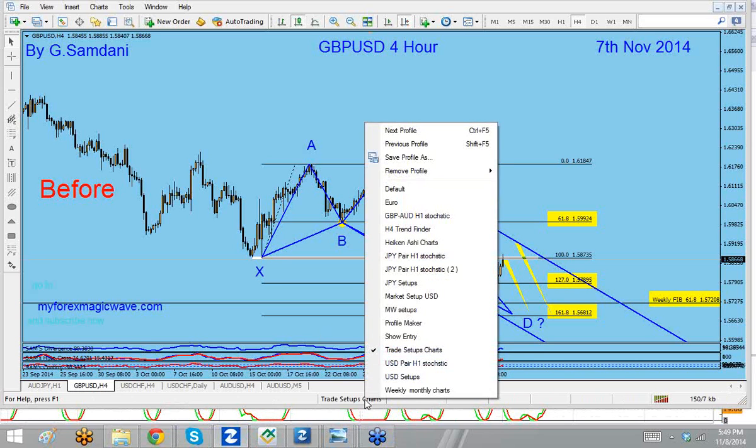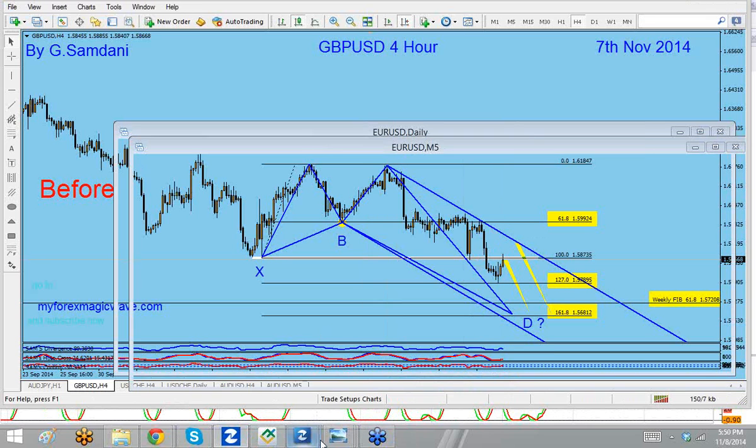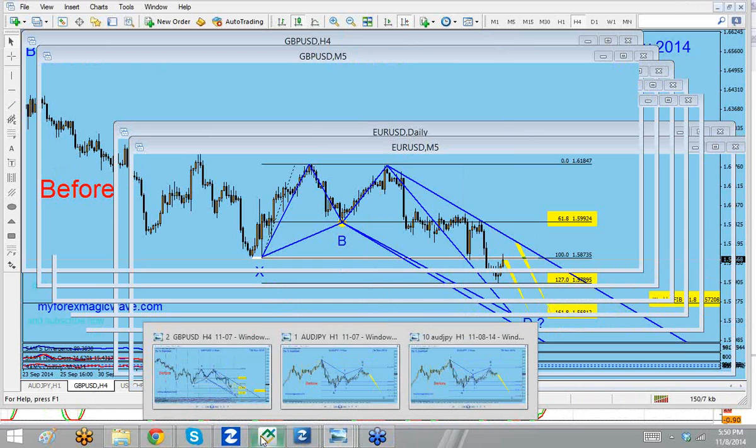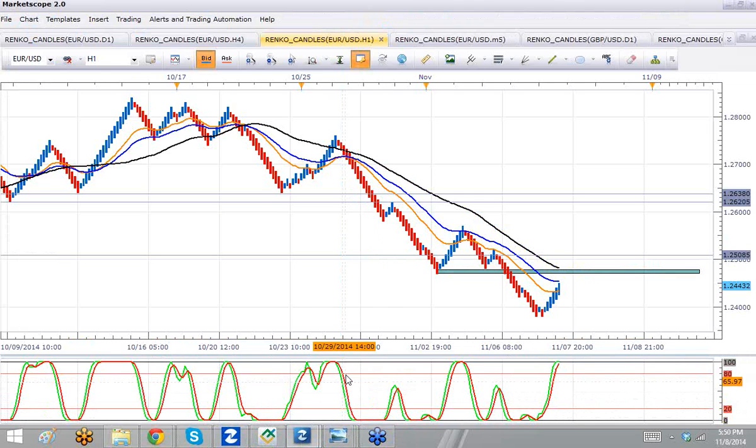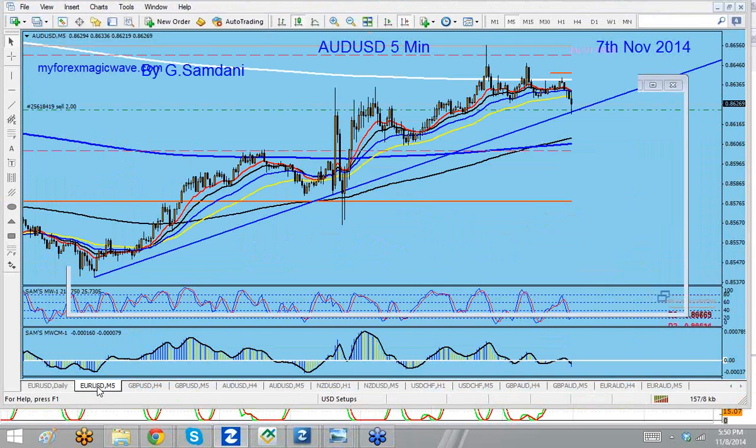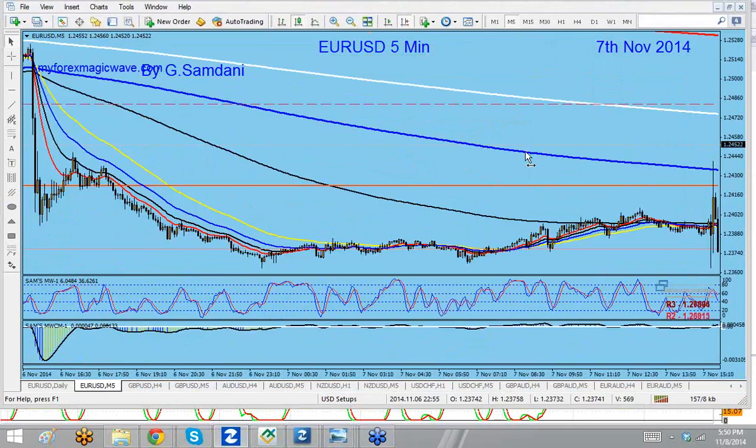What happened here? Let me go back on that chart again. I said it's 11/4, November 4, 10 o'clock, which is 17. 11/4/17. Okay, 11/4/17 Euro USD. What did it do?